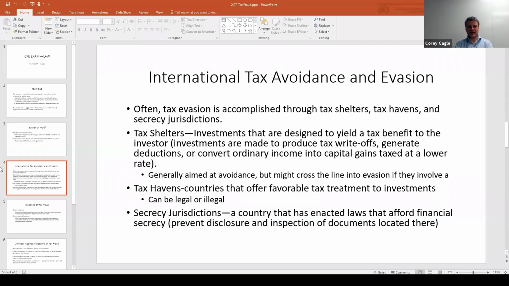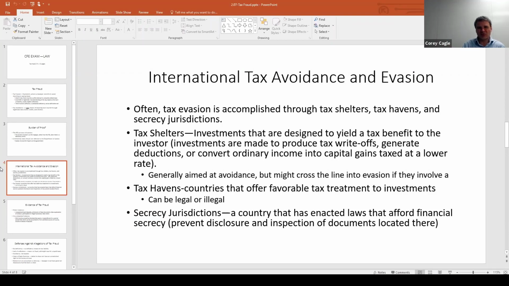International tax avoidance and evasion. So they make the point that tax evasion is a lot of times accomplished through tax shelters, tax havens, secrecy jurisdictions, and then we define what those are. I think we could probably figure out what they are without defining them, but a tax shelter is an investment that's designed to yield a tax benefit. Some investment made to produce a tax write-off or generate a deduction or convert income into capital gains that would be taxed at a lower rate.